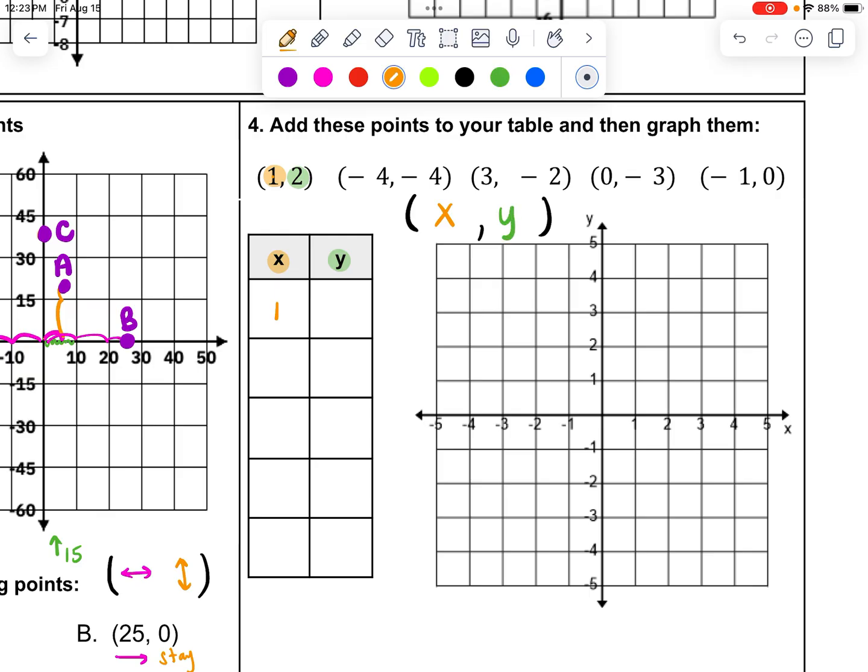That means that this 1 would go next to its partner, the 2. The negative 4 would go next to its partner, which is the other negative 4. And so on. That means that in the next point, the 3 is the X, and the negative 2 is the Y. Then the next one, the 0 is the X, and the negative 3 is the Y. And in this one, the negative 1 is the X, and the 0 is the Y.